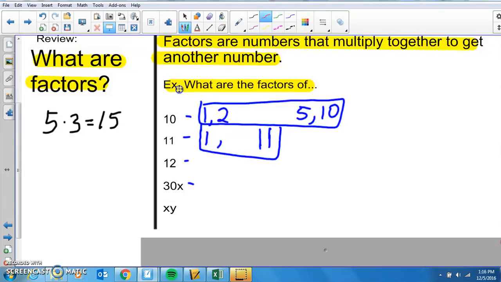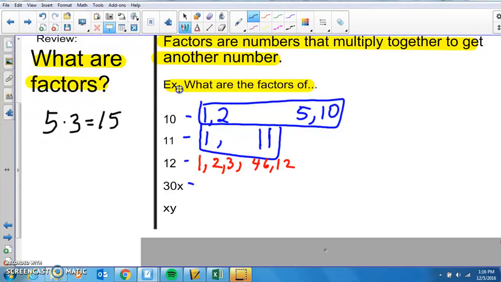All right, let me change colors on this one. We'll start off with 12 and 1. 1 times 12 is 12. 2 times 6 is 12. 3 times 4 is 12. 5 is not going to work, so we're going to leave it as 1, 2, 3, 4, 6, and 12.